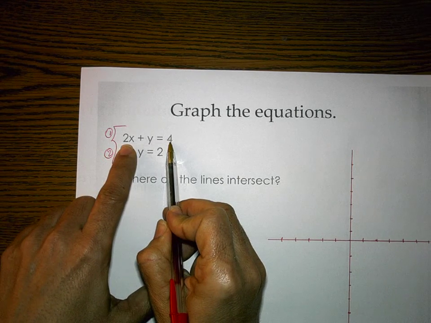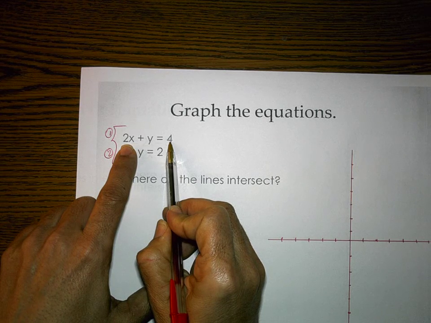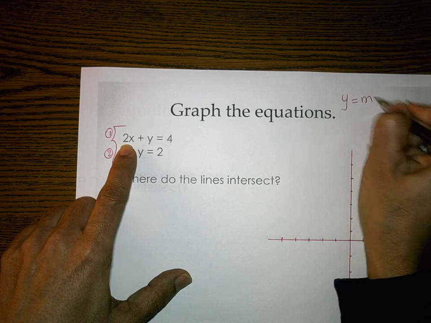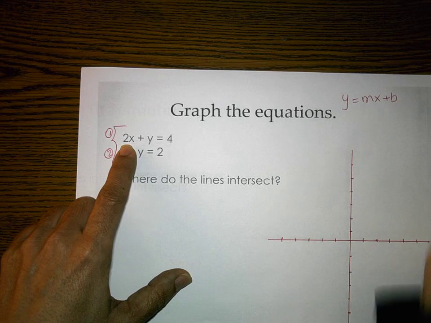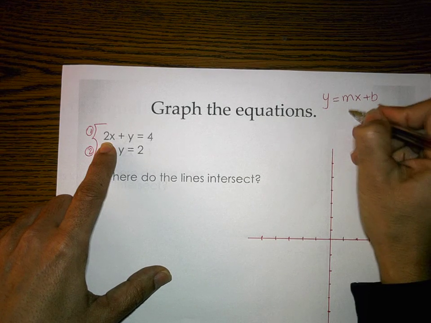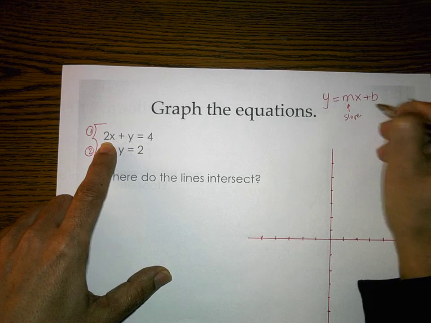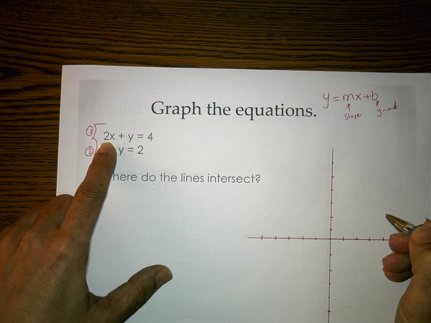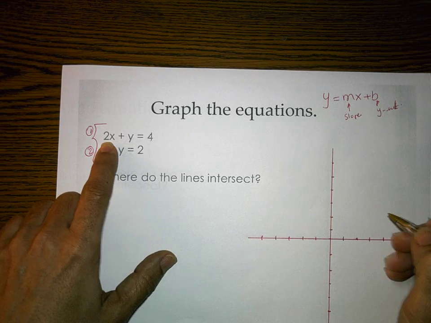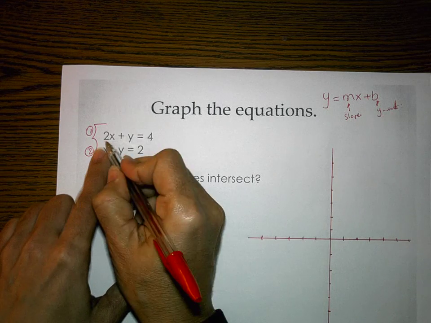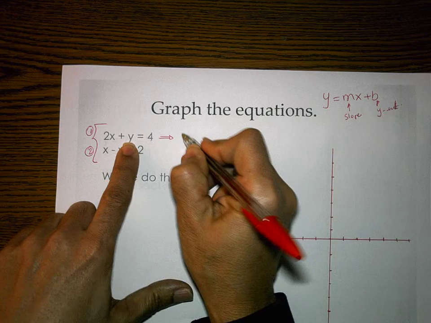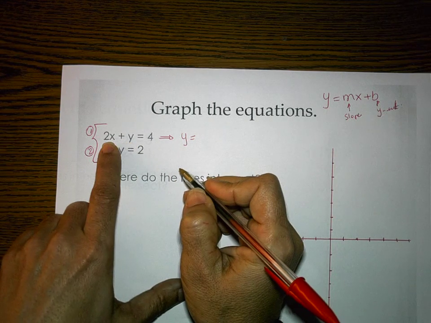Some students like to put it in the slope y-intercept form, which is y equals mx plus b. They like this form because they can see the slope and they can see the y-intercept. So I'm okay with that if that is the approach you want to take. If you want to subtract the 2x to this other side, I can rewrite this equation as y equals, the 2x is on this side.